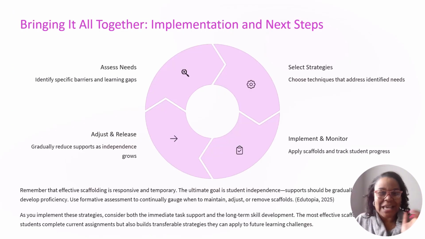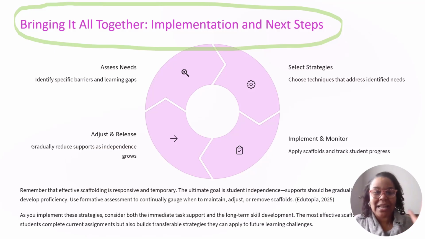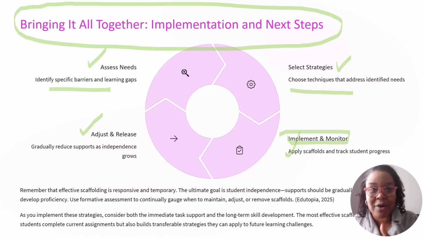Okay, last but not least, bringing it all together, right? Thinking about our next steps. How do we implement it? So first, we got to see, what are we using? What are we doing? How do we assess the needs, right? Identify what are our barriers to some of our learning gaps, and then select our strategies. Choose one or two techniques that will address some of the identified needs, and then how do we adjust and gradually release, right? Sometimes you may feel that, oh, I'm releasing too much. Some of our students are trying to figure out what to do. Then you adjust and really think about what does it mean to implement some things and monitor to see if it's working and track progress throughout the time.